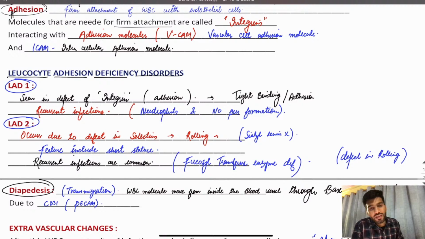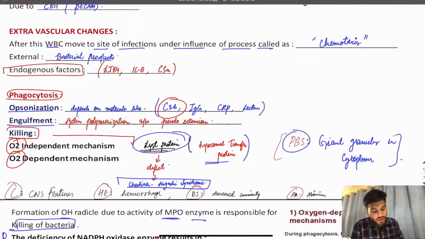Then the transmigration, guys, this WBC will move from inside the blood vessel through the basement membrane, and that is called diapedesis, also transmigration. So these were the intravascular events that have taken place inside the vessel. Then further, guys, extravascular events, there will be chemotaxis, and exogenous factors like bacterial products will help, and endogenous will be your interleukins, leukotrienes, and complement C5a.